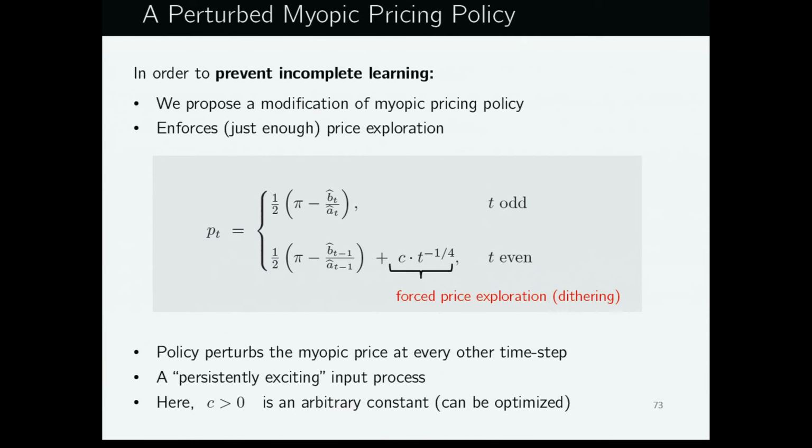At an even time step, you take your myopic price from the previous time step and you add a perturbation which is order 1 over the fourth root of t. Okay? And what you can actually show is this is the optimal size of perturbation that you should add in order to guarantee that you achieve the optimal order of regret in terms of its dependency on t. This signal introduces enough dispersion so that you can ensure asymptotic consistency in your demand model estimation, but the dispersion is not so much that it leads to unbounded or linear regret. Okay? And the C here is some parameter that you could optimize, and I won't get into that.